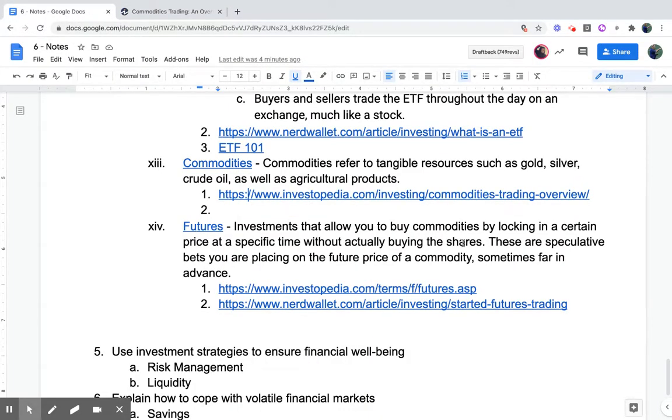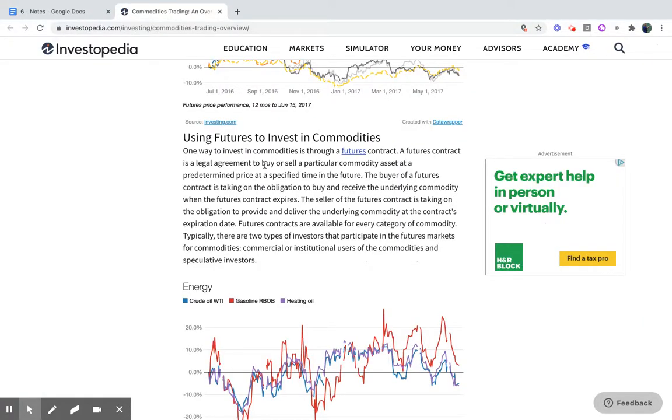So we talk about futures, investments that allow you to buy commodities by locking in a certain price at a specific time without actually buying the shares. These are speculative bets you are placing on the future price of a commodity, sometimes far in advance. One way to invest in commodities is through a futures contract. A futures contract is a legal agreement to buy or sell a particular commodity asset at a predetermined price at a specified time in the future. The buyer of futures is taking on the obligation to buy and receive the underlying commodity when the contract expires. The seller is taking on the obligation to provide and deliver the commodity at the contract's expiration date.